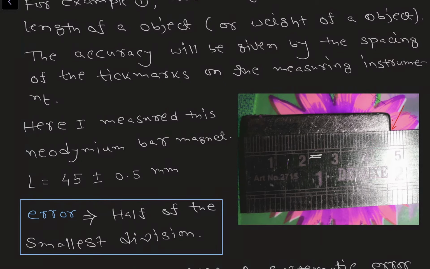Here I measure a neodymium bar magnet. The length is coming out to be 45 millimeter. Let me see, yes, 45 millimeter. And here you can notice the bar magnet does not cross this line, this 4.6. That means my length is in between 4.5 to 4.6 centimeter, or in between 45 to 46 millimeter.